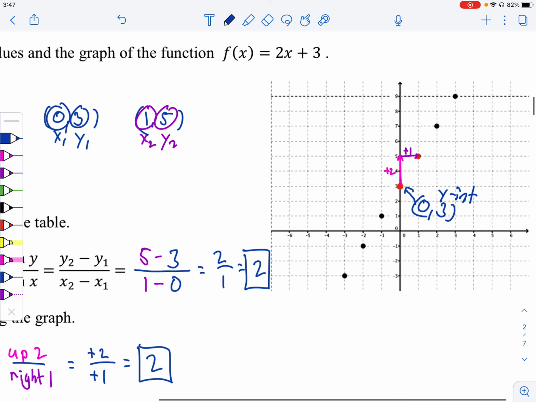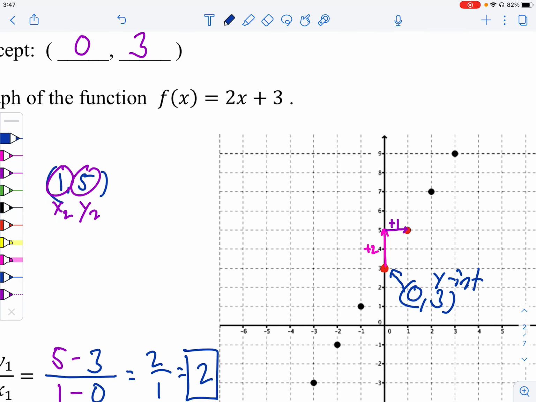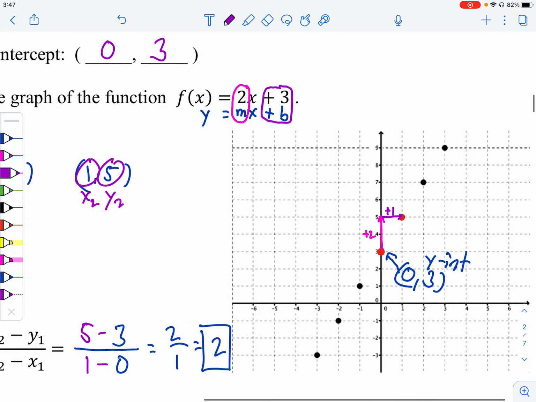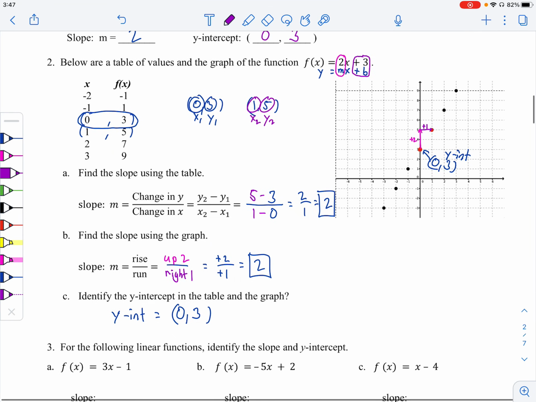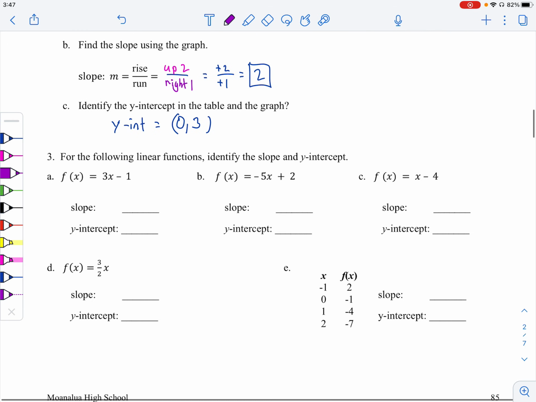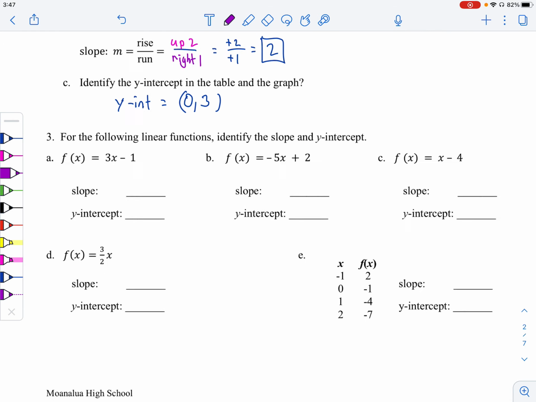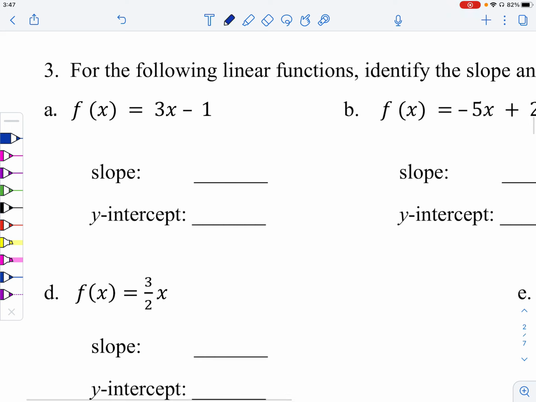So we have our function here, and as you can tell for our function, comparing it to y equals mx plus b, we can see already our m is 2 and our b is 3. So our slope is 2, our intercept is 3. That's our shortcut: looking at the function. Compare it to y equals mx plus b.